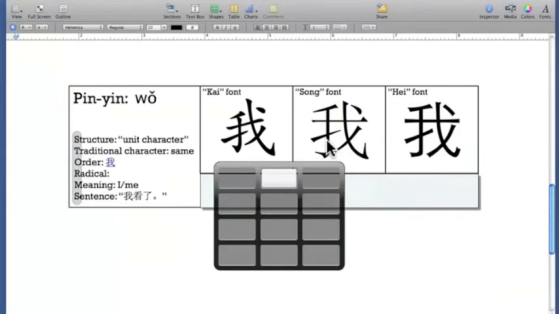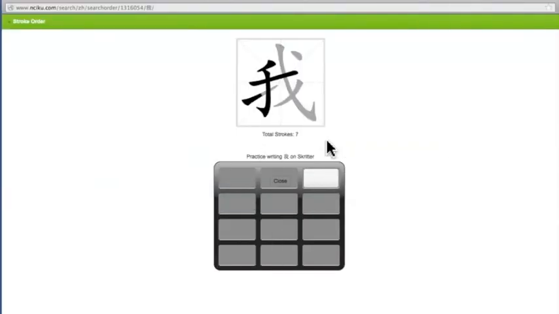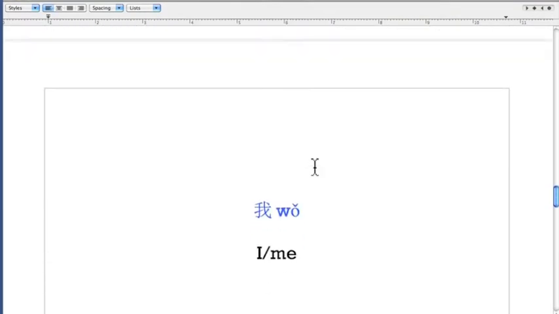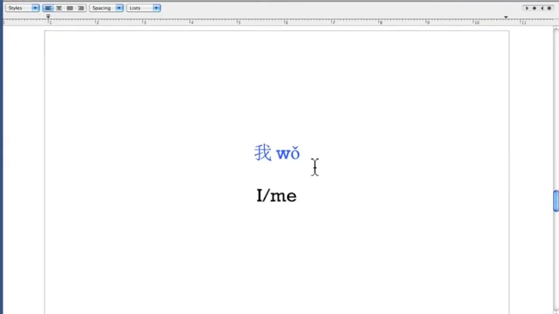So coming back to 我, these are the 3 fonts. And this is the stroke order. One stroke, 2 strokes, 3 strokes, 4 strokes, 5 strokes, 6 strokes, 7 strokes. The character 我 has 7 strokes. And now we'll come to example sentences that use 我. 我 means I or me.